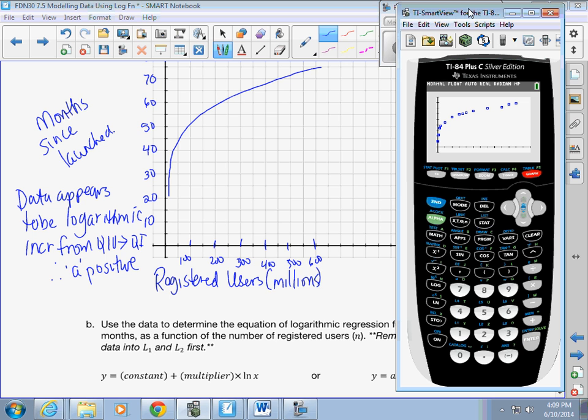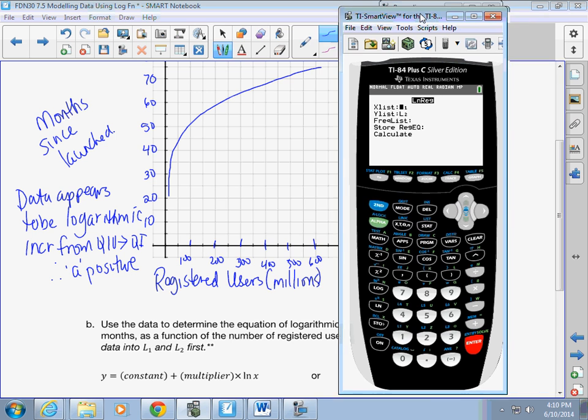So it says use the data to determine the equation of the logarithmic regression function for time in months as a function of the number of registered users. Remember to enter the data into L1 and L2 first. So we've already done that. So if we want to do our line again, we go into Stat, Calc, and we are doing the log regression. Oh, I went too far. It should be right there.